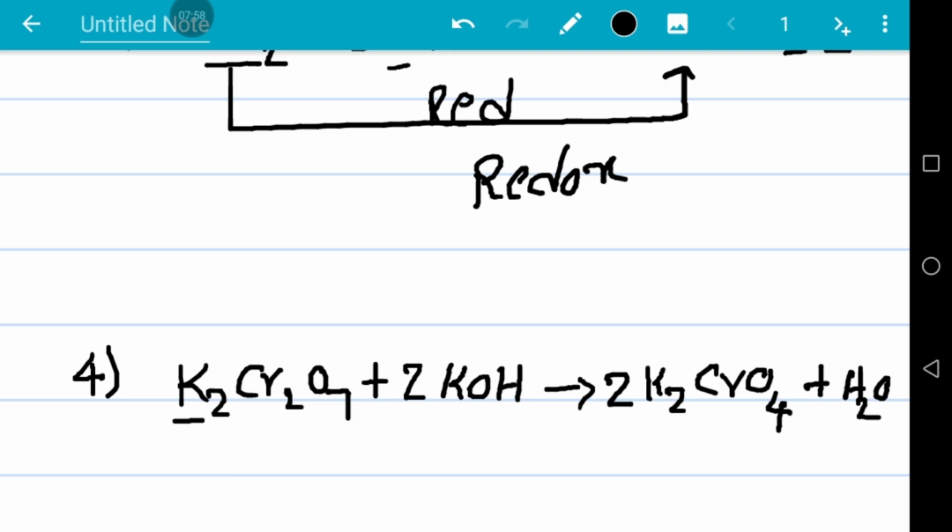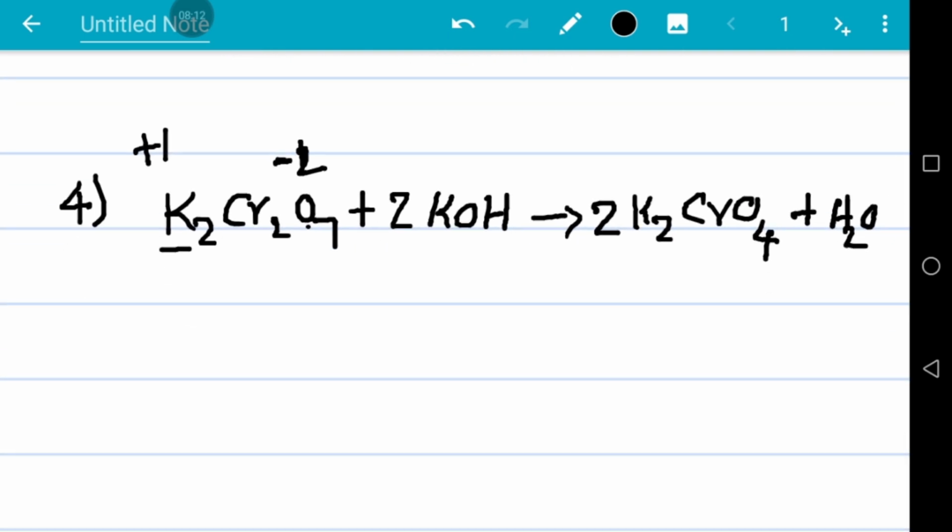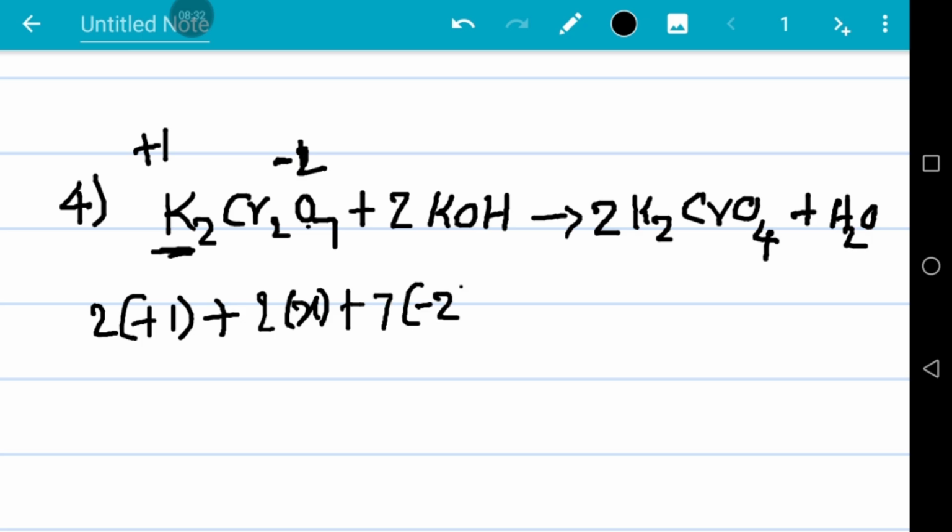Potassium is a 1A group element, so plus 1 oxidation state. Oxygen oxidation state is minus 2. Now calculate the chromium oxidation state. Here there are 2 potassiums, so 2 into plus 1, plus 2 chromiums, whose oxidation state we are calculating, so put x: 2x, plus 7 oxygens, each oxygen minus 2, so 7 into minus 2, equals 0.